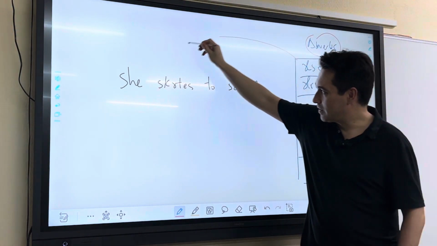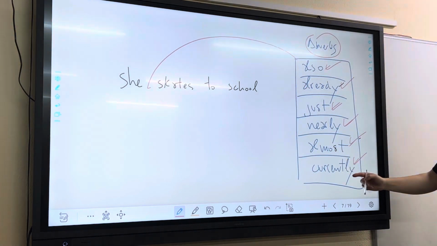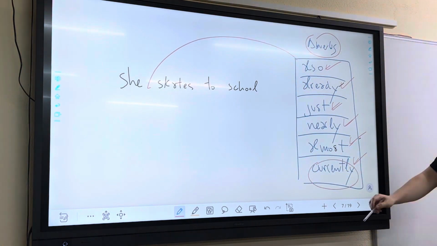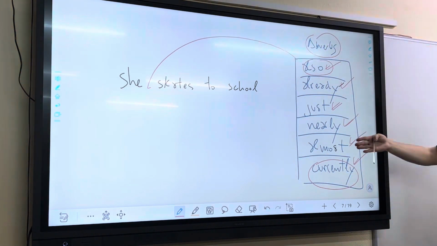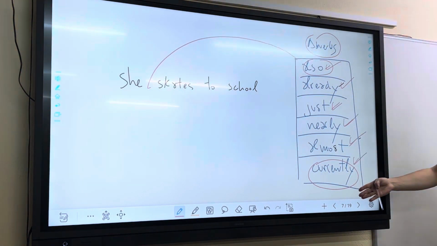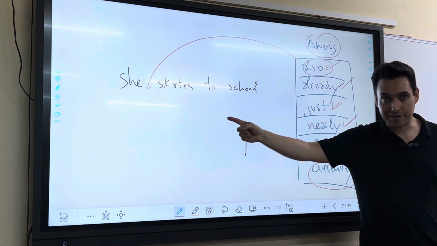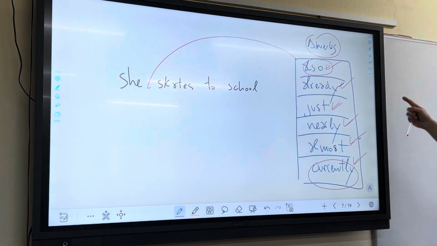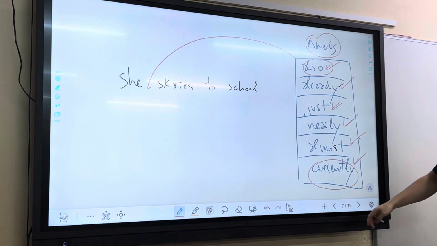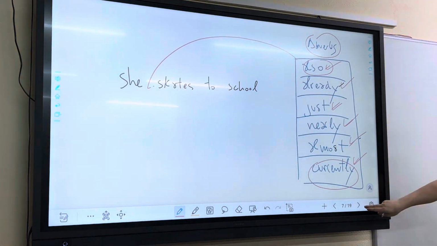Mid position, yeah? She already skates, she just skates, she nearly skates, she almost skates. She currently, perhaps this one is the more natural choice. So just for you to know, this selection of adverbs in particular, their most natural position is mid. Can you change it for emphasis? Yes, you can. But their most natural position for this list of adverbs is mid position. So far, so good?